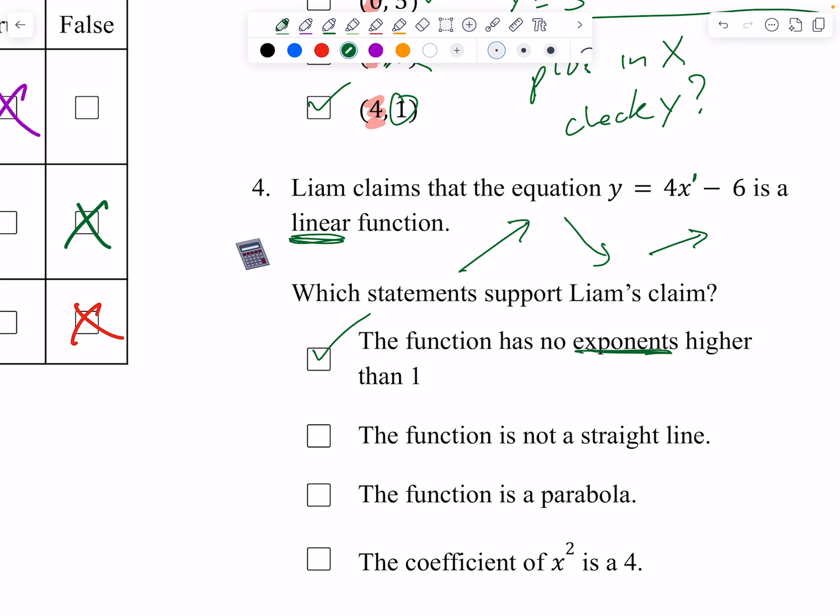The function is not a straight line. That's false. It is a straight line. The function is a parabola. No, if you forgot, a parabola is like a U. The coefficient of x squared is a 4. What x squared? There is no x squared. So that one's not true.